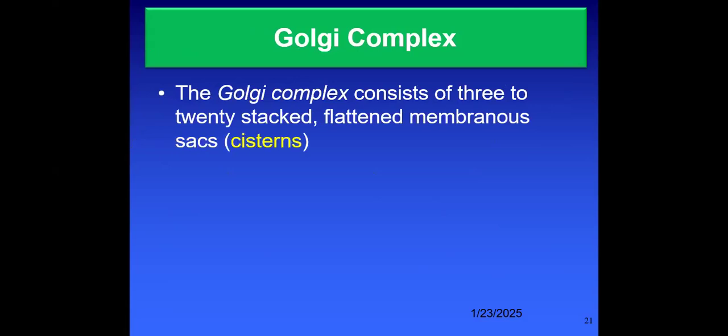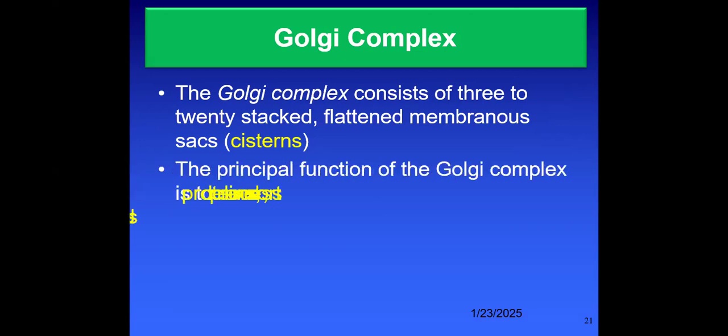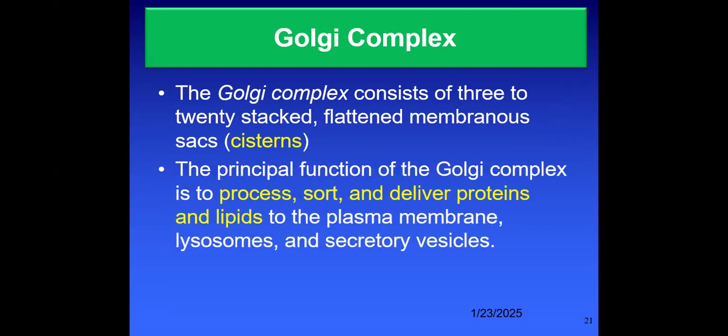Now the Golgi complex. The Golgi complex consists of 3 to 20 stacked flattened membrane sacs known as the cisternae. The principal function of the Golgi complex is to process, sort, and deliver proteins and lipids to the plasma membrane, lysosome, and secretory vesicle. So its main function is the packaging. It's all involved with the packaging function.